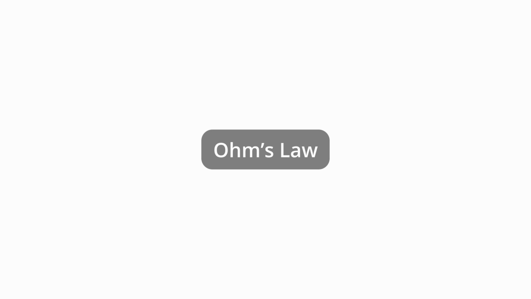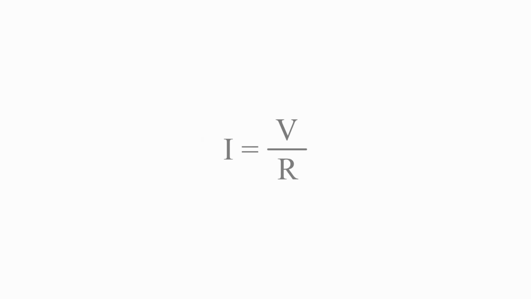Ohm's law describes the relationship between current, voltage, and resistance. The formula is I equals V divided by R. In this equation, current is measured in amperes. Voltage is measured in volts. Resistance is measured in ohms. This formula indicates that current is directly proportional to voltage and inversely proportional to resistance. In other words, the higher the voltage, the greater the current. The higher the resistance, the smaller the current.